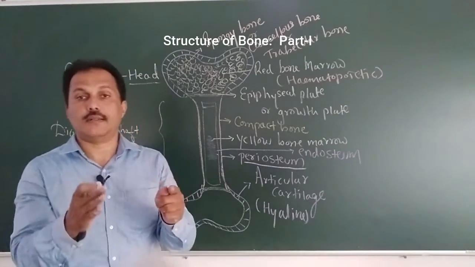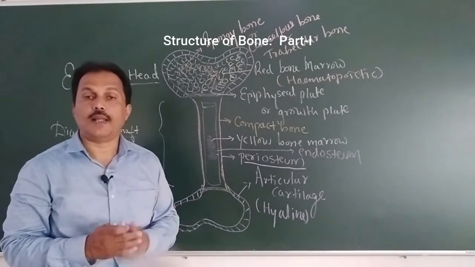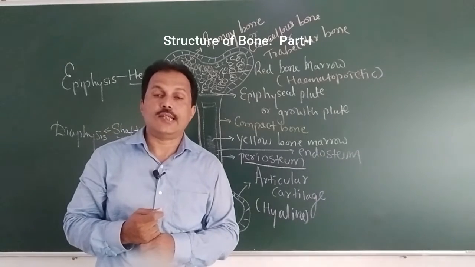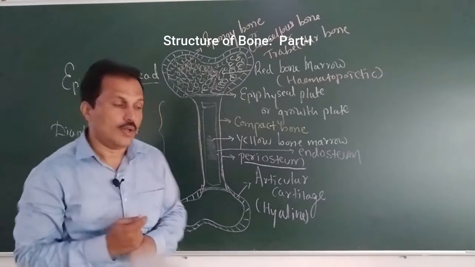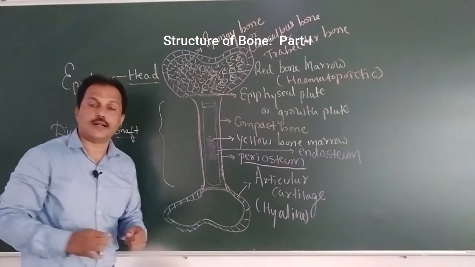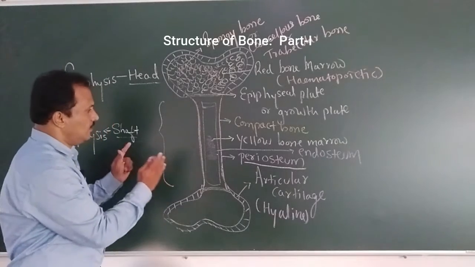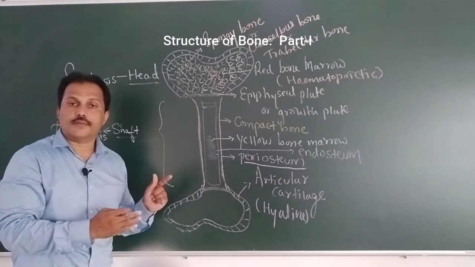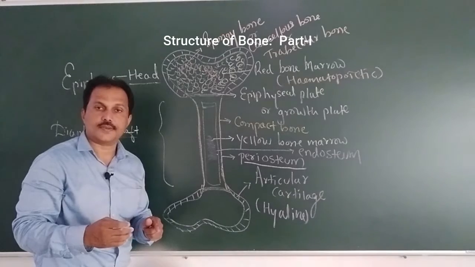What is the importance of periosteum? Through this layer you will find there is a supply of blood vessels and nerves to the bone. I will show how the blood supply is there at this particular part, that we will see. I will draw this part broader, and then we will discuss.